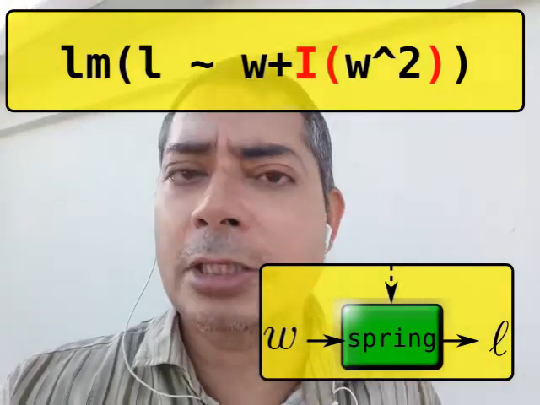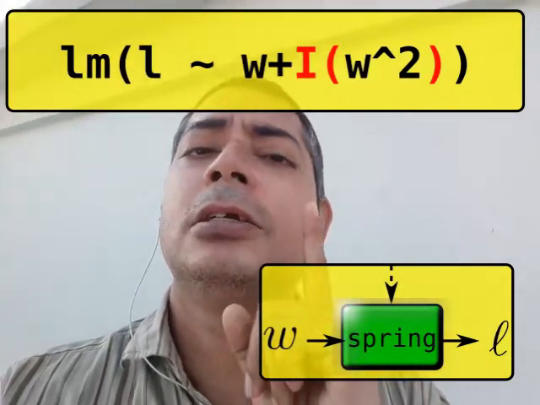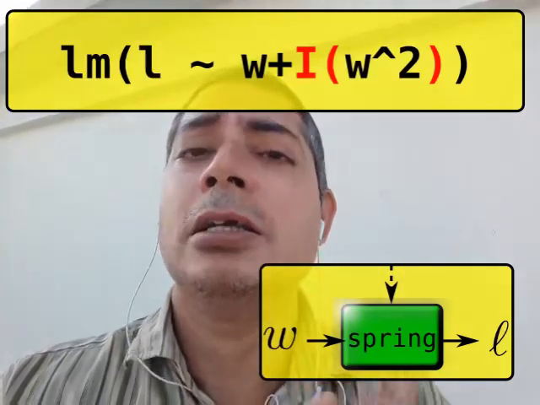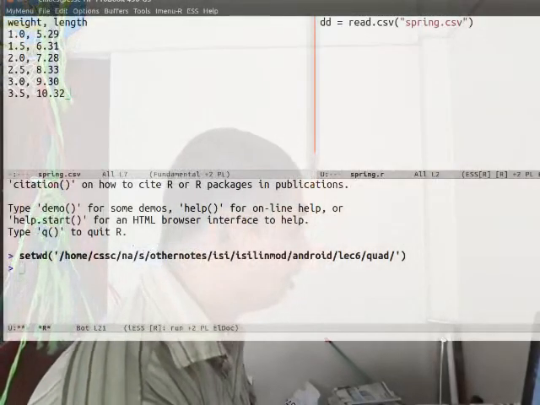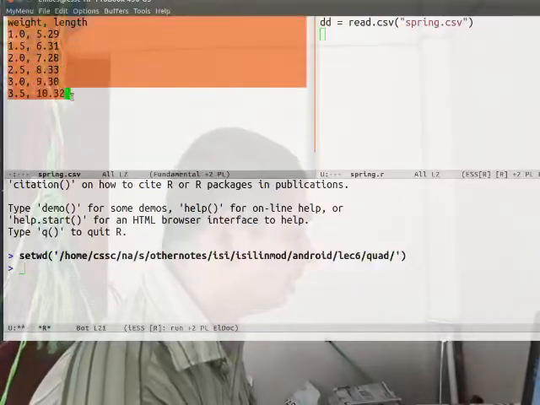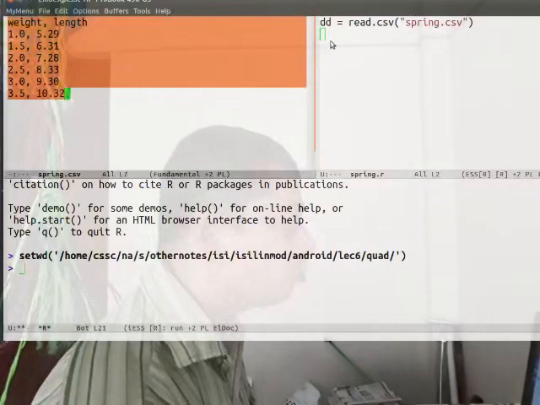So in our session that's going to follow, we are going to see what happens if I write just W square and what happens if I write I(W square). So here we will be again starting with our familiar data set, the spring data set, which I am showing in this part of the screen, and I am going to load it.